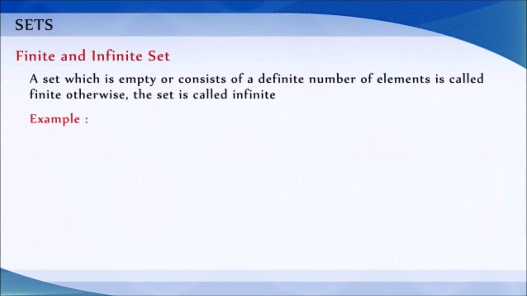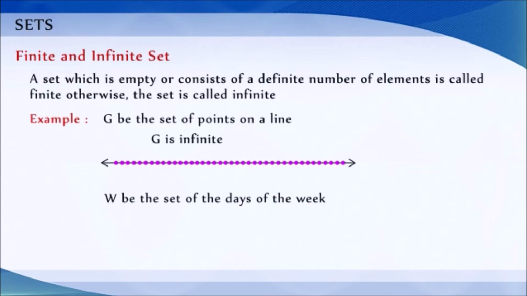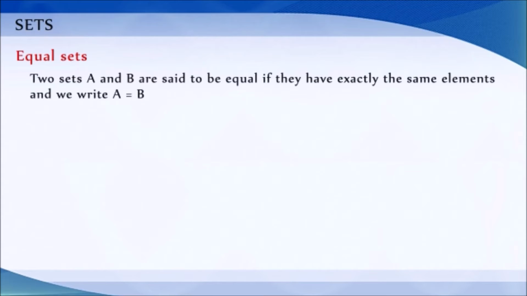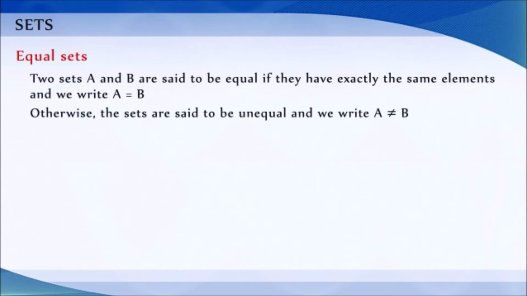For example, the set of points on a line is an infinite set, and the set of days of the week is a finite set. Two sets A and B are said to be equal if they have exactly the same elements and we write A is equal to B. Otherwise, the sets are said to be unequal and we write A is not equal to B.